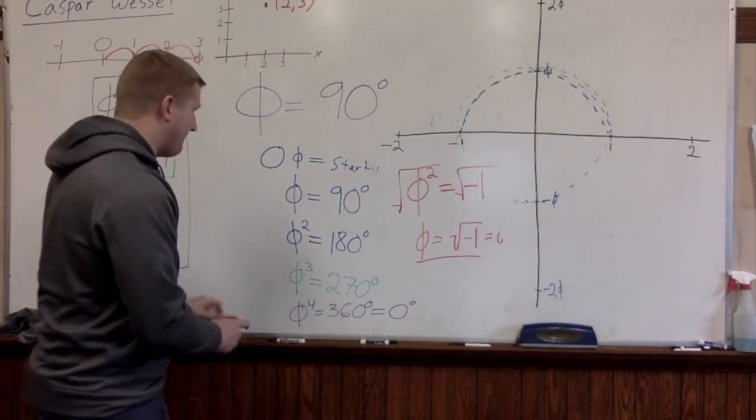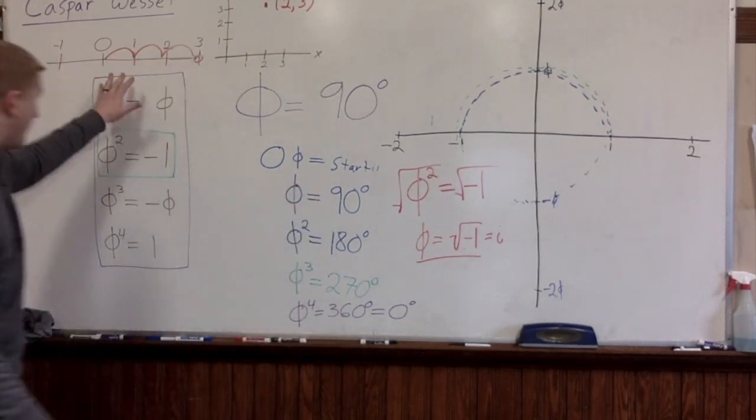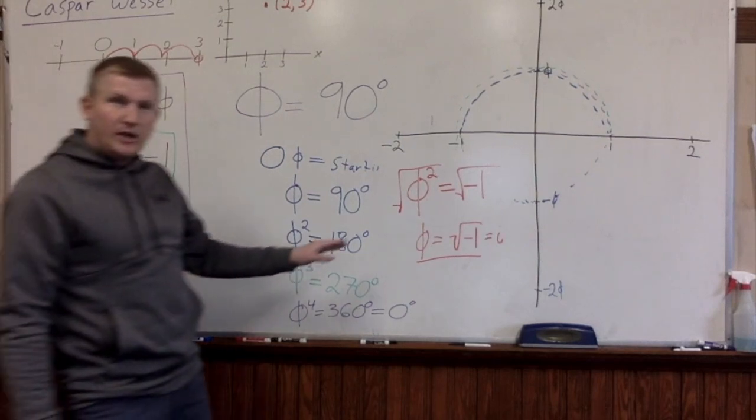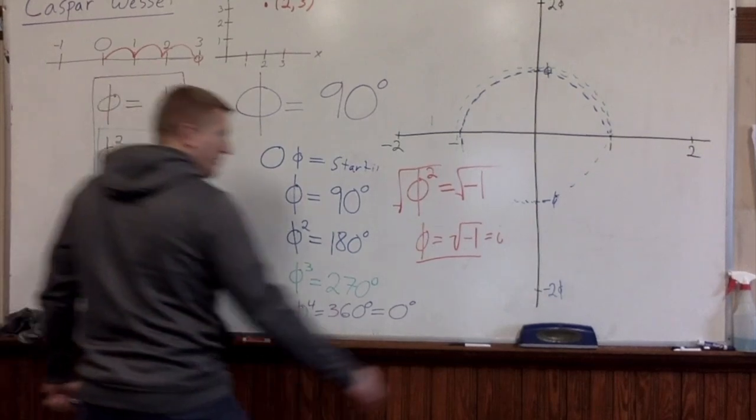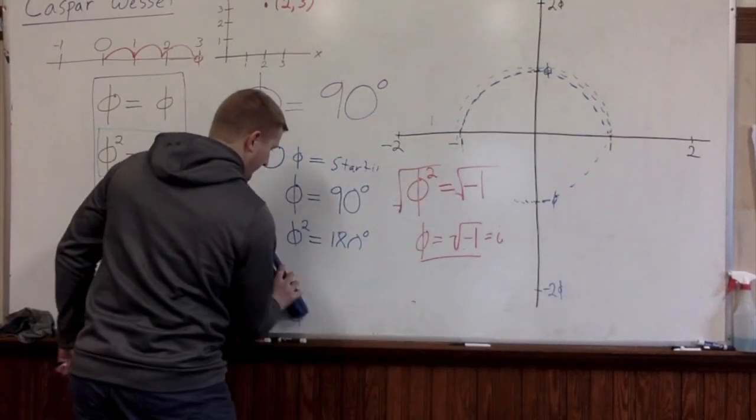But let's see if this idea is consistent with what we have over here, that phi is equal to the square root of -1. I'm going to have to erase some things. Hopefully this is okay.